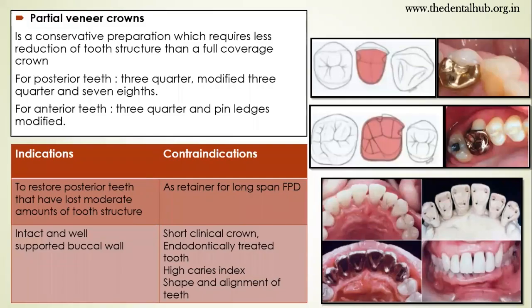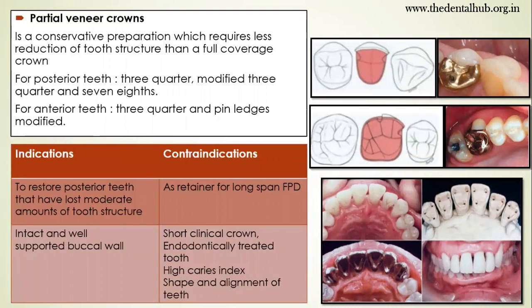Then we again move on to the type of retainer on the basis of tooth coverage. This is partial veneer crown. Partial is a conservative preparation which requires less reduction of tooth structure than a full coverage crown. So for posterior teeth, we have 3/4, modified 3/4, and 7/8. For anterior teeth, there is 3/4 and pin ledge modified.